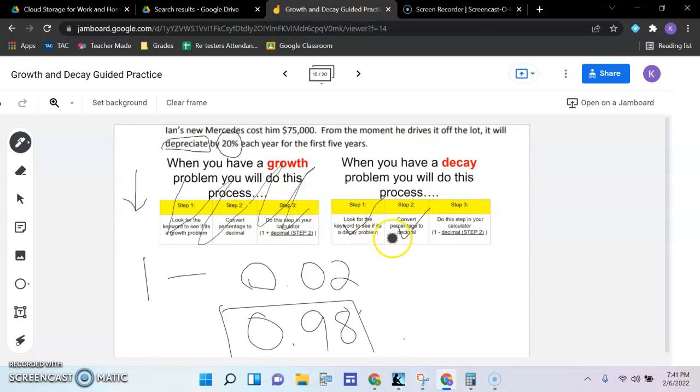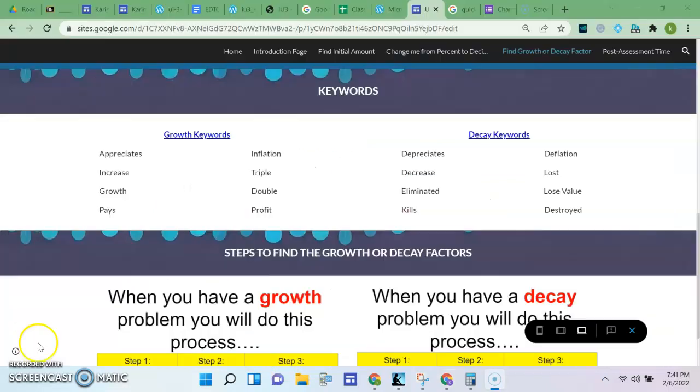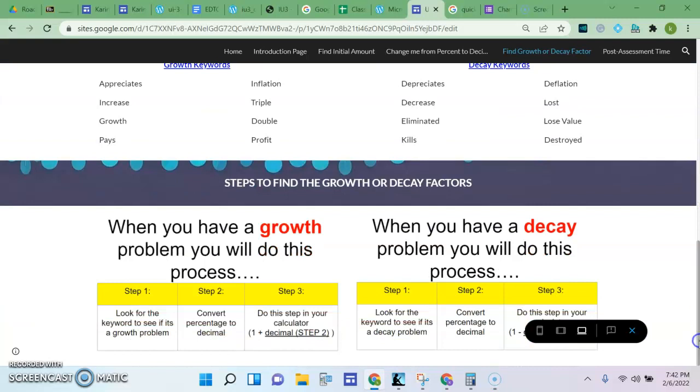Again, you will have access to these two, the growth and decay, that way you will be able to see what steps you should do. Whenever you go back to the website after the instructional video, you're going to have a section called keywords. All these words right here are growth keywords, and all these words right here are decay keywords. That way, if you're not sure whether the value of a word is going to go up or down, this will be a helpful thing for you. And then we have the process here. If it's a growth, you do these 3 steps. If it's a decay, you do these 3 steps to find the growth or decay factors.